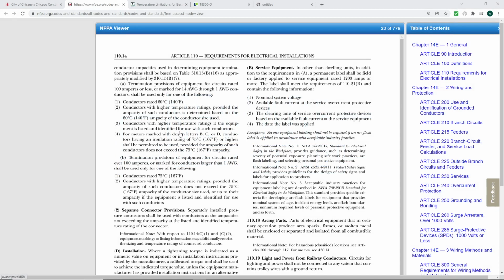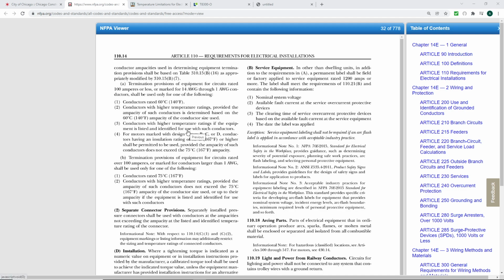Okay, so I referred to 3 right here, and this is for anything under 100 amps. Conductors with higher temperature ratings, if the equipment is listed and identified for use with such conductors. Okay. I should have talked more about this. So what this means is, and I gave an example.